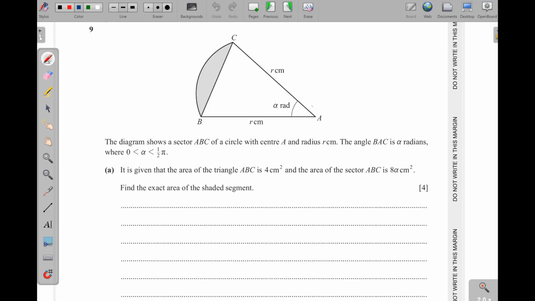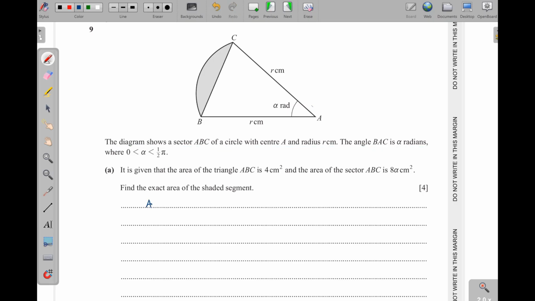Question 9 is coming from circular measure. The diagram shows a sector ABC of a circle with center A and radius r centimeters. The angle BAC is alpha radians, where alpha ranges from 0 to pi over 2. Part A is given that the area of the triangle ABC is 4 centimeters squared and the area of the sector ABC is 8 alpha centimeters squared. Find the exact area of the shaded segment.